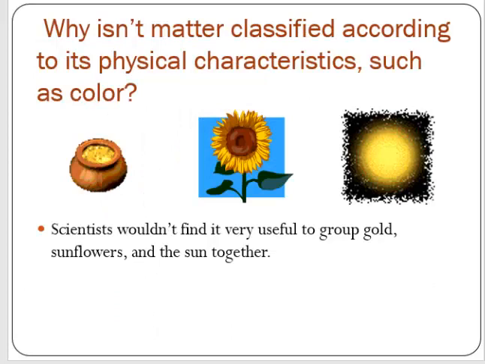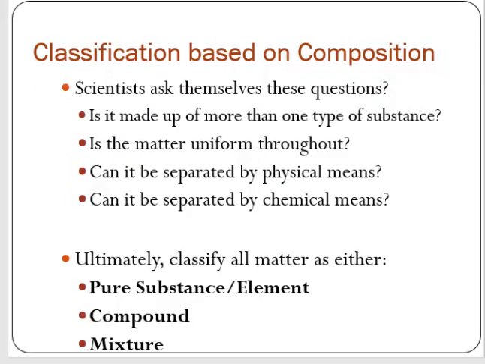Another thing that we don't use is classifying matter based on physical characteristics, such as color. It wouldn't really help scientists, and it wouldn't be very useful if we grouped things like gold and sunflowers and the sun together into one group, because that's the only thing they've really got in common. So it doesn't really make sense. The way that we classify them is based on their composition.